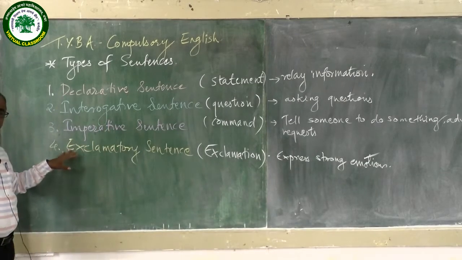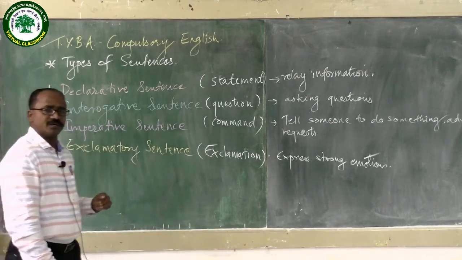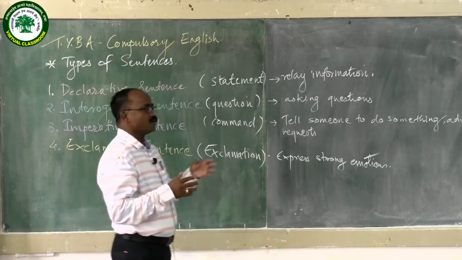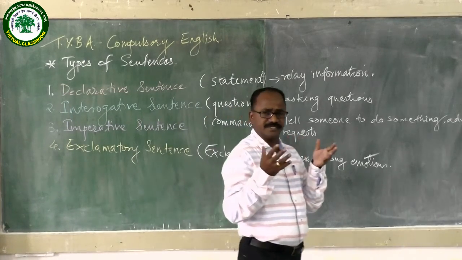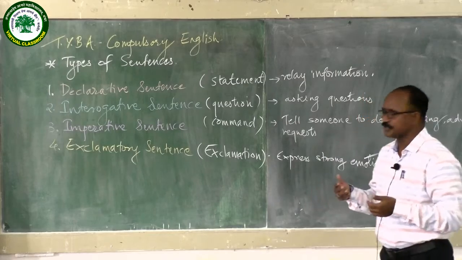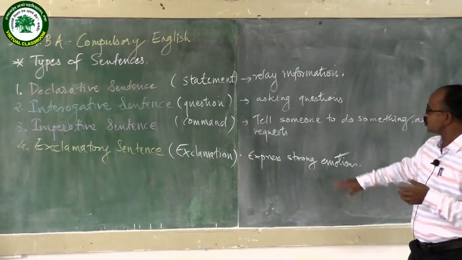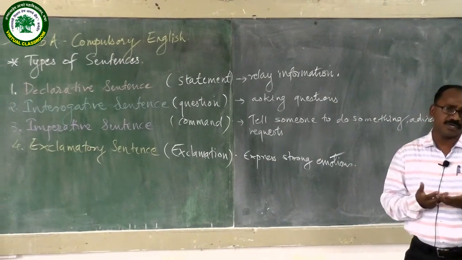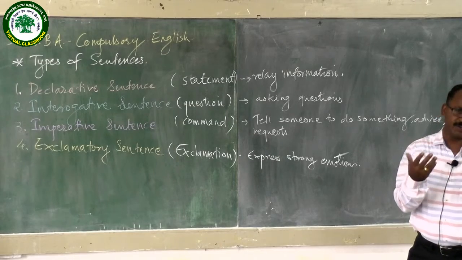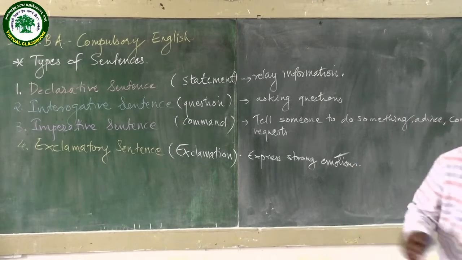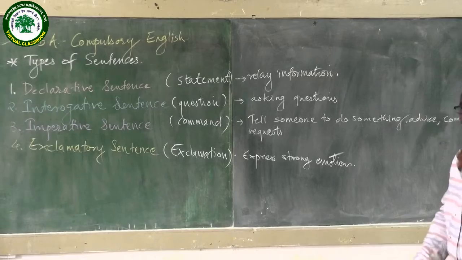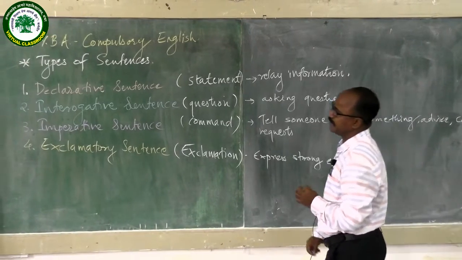Another sentence type is exclamatory sentence, generally exclamation. Generally these exclamatory sentences are used for the sake of showing your strong emotions or showing your attitude, etc. Now one by one we will talk about these sentences in a detailed manner.